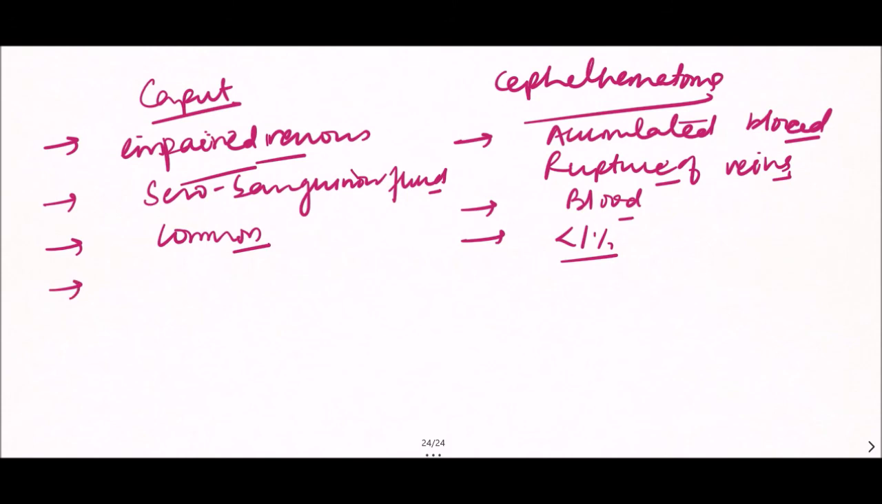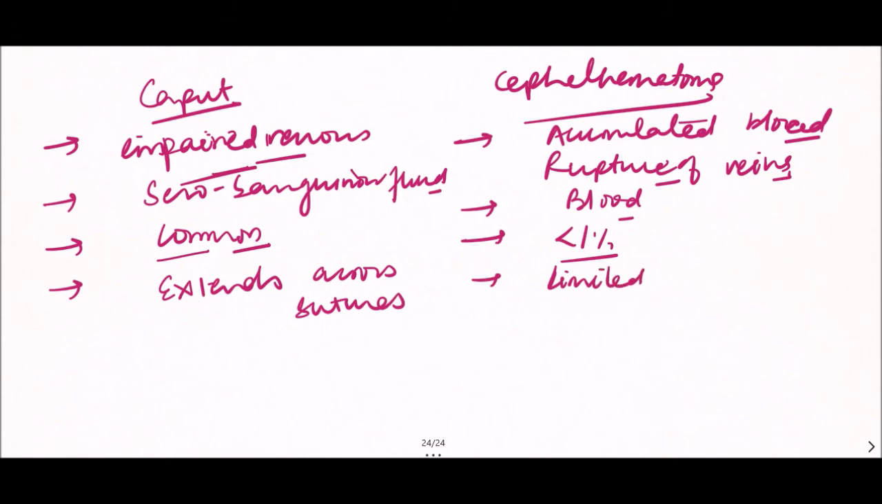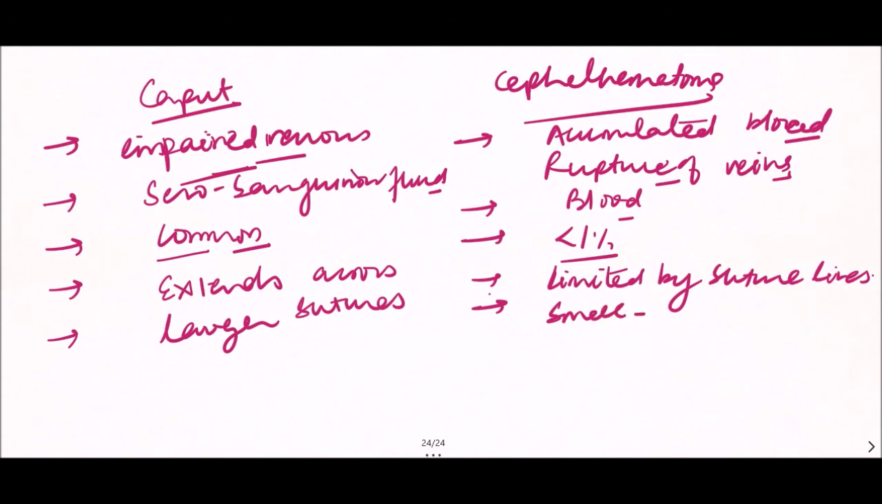So, caput is basically due to impaired venous return, and it is not limited by suture lines, so it extends across suture lines. Cephalhematoma never extends across, so it is limited by suture lines. The caput is larger as compared to cephalhematoma. It is not that large, only a 1 to 5 centimeter swelling is there.